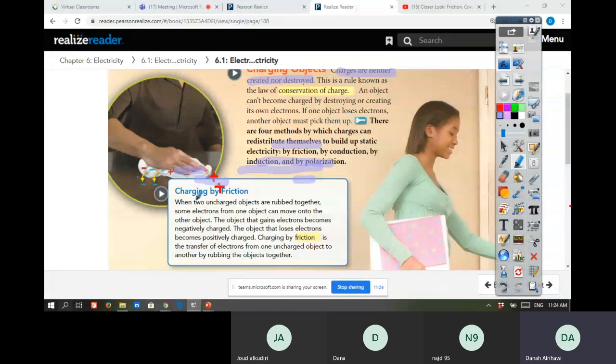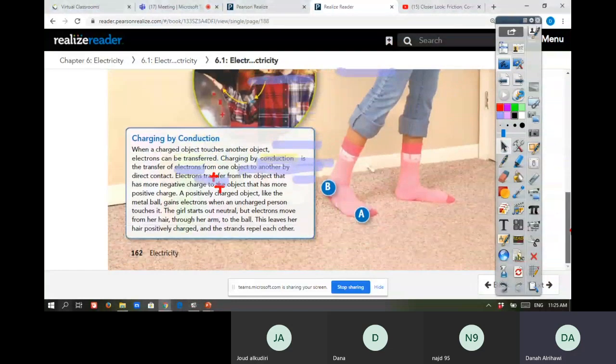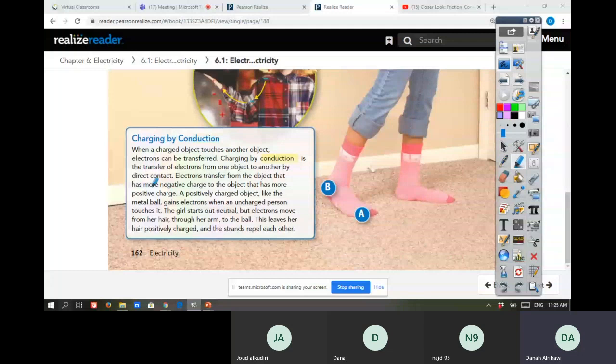So the first way is by friction, by rubbing two objects together. The second one is by conduction. What does conduction mean? Conduction is by direct contact. Direct contact without rubbing. Only if you touch, but it must be an object that is charged.